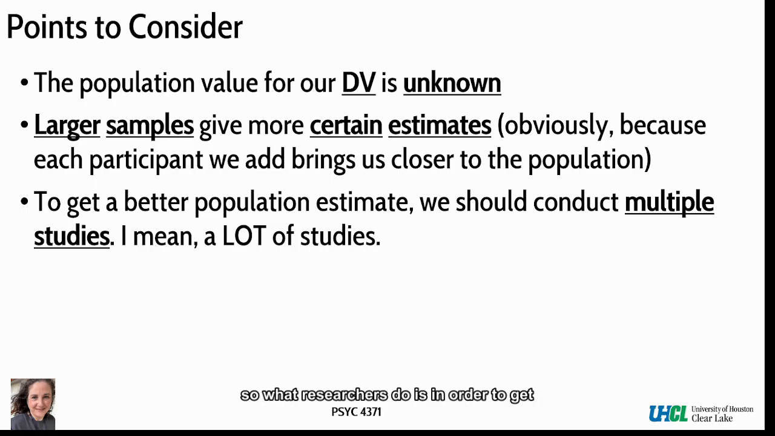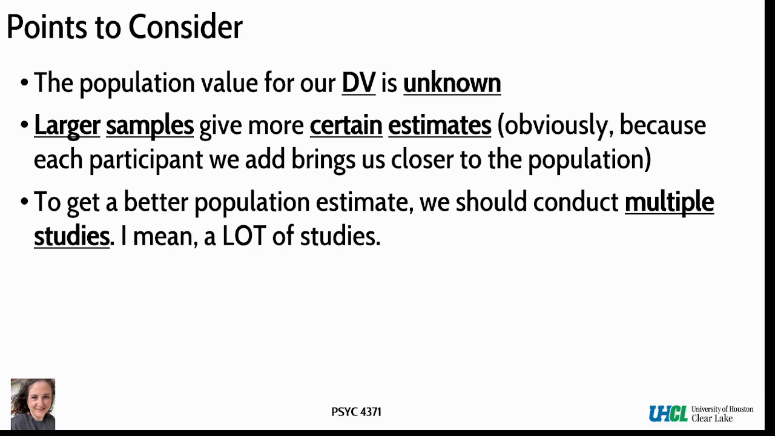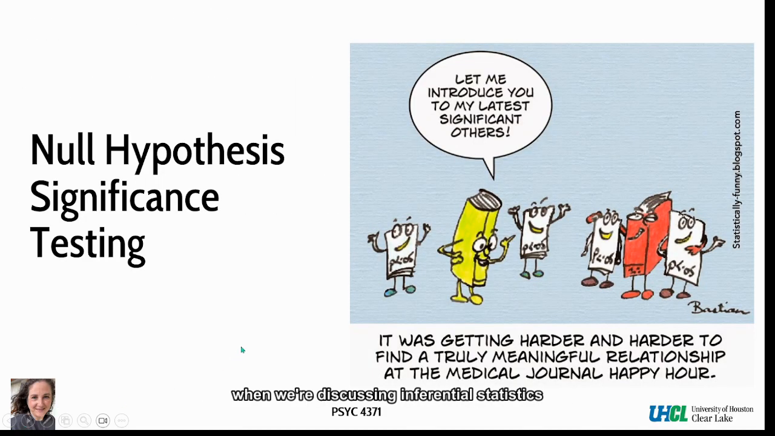So what researchers do is, in order to get a better population estimate, they conduct multiple studies over and over and over again. And when you compile all those studies together, you're going to be able to draw a better population estimate. So those are just things that you need to keep in mind when we're discussing inferential statistics.